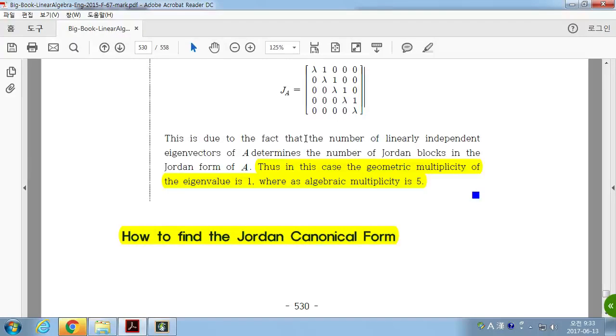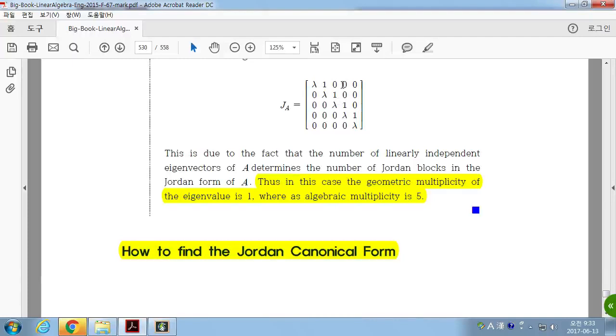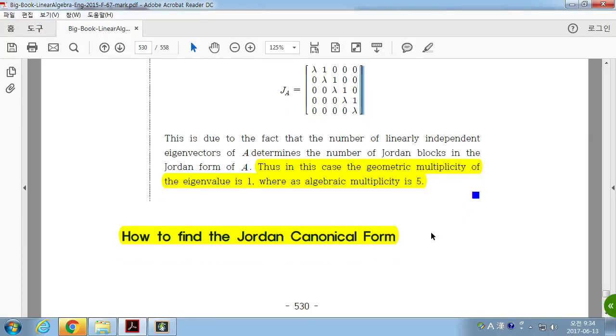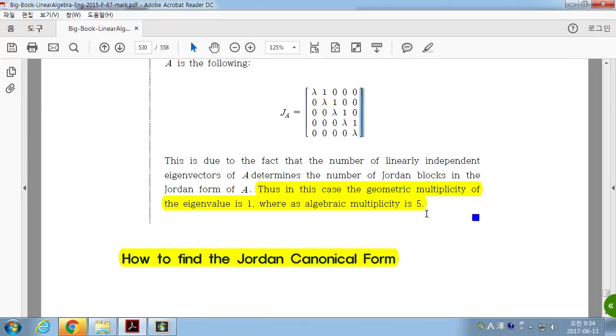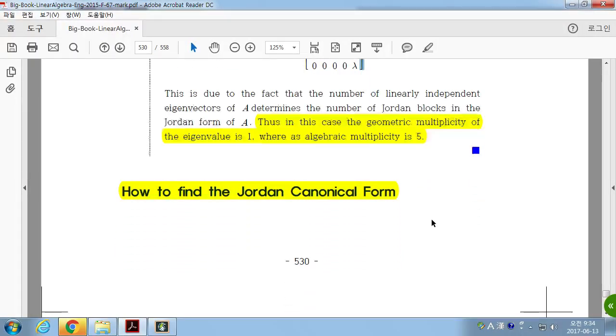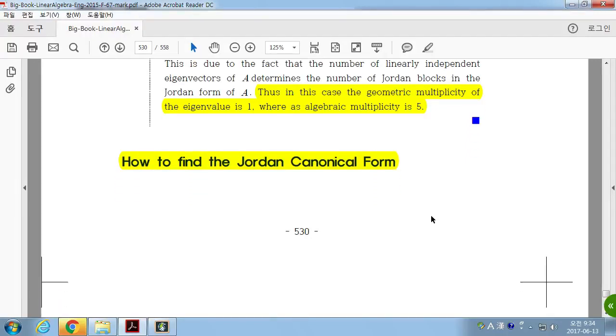The number of linearly independent eigenvectors of A determines the number of Jordan blocks in the Jordan form of A. Thus, in this case, the geometric multiplicity of the eigenvalue is 1, because we have only one Jordan block and one linearly independent eigenvector. But the algebraic multiplicity is the number of eigenvalues. We have 5 eigenvalues of the same lambda, so the algebraic multiplicity is 5. So these are the relationships that we can find between the matrix and the Jordan canonical form of that matrix.